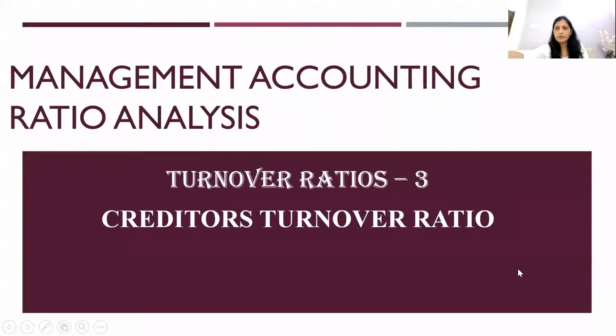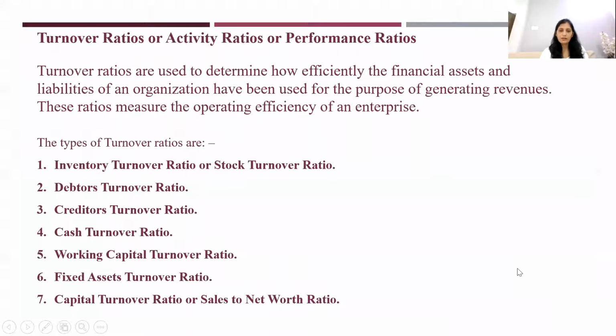Creditors turnover ratio we have already finished yesterday. In the turnover ratios, we have seen inventory turnover ratio, stock turnover ratio, debtors turnover ratio, creditors turnover ratio. Today we'll go for cash turnover ratio, working capital, fixed assets, and sales to net worth ratio. All four of these things are very small. Again, I will repeat here, the most important are debtors turnover ratio and creditors turnover ratio. Concentrate on these two. Others, we'll just go through them.